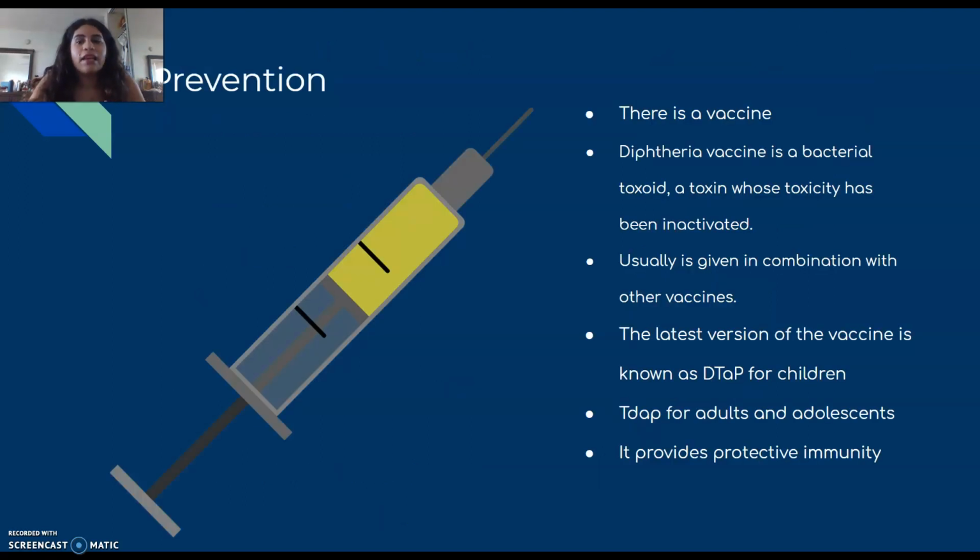So prevention. Obviously, with the great blessing that we have nowadays, we have a lot of technology and medicine, there is a vaccine to fight diphtheria. The diphtheria vaccine is a bacterial toxoid, a toxin whose toxicity has been inactivated, and it's usually given mixed with other vaccines, which is why most people have it. The latest version of the vaccine is known as DTaP for children and TDAP for adults and adolescents, and it provides protective immunity against the disease.